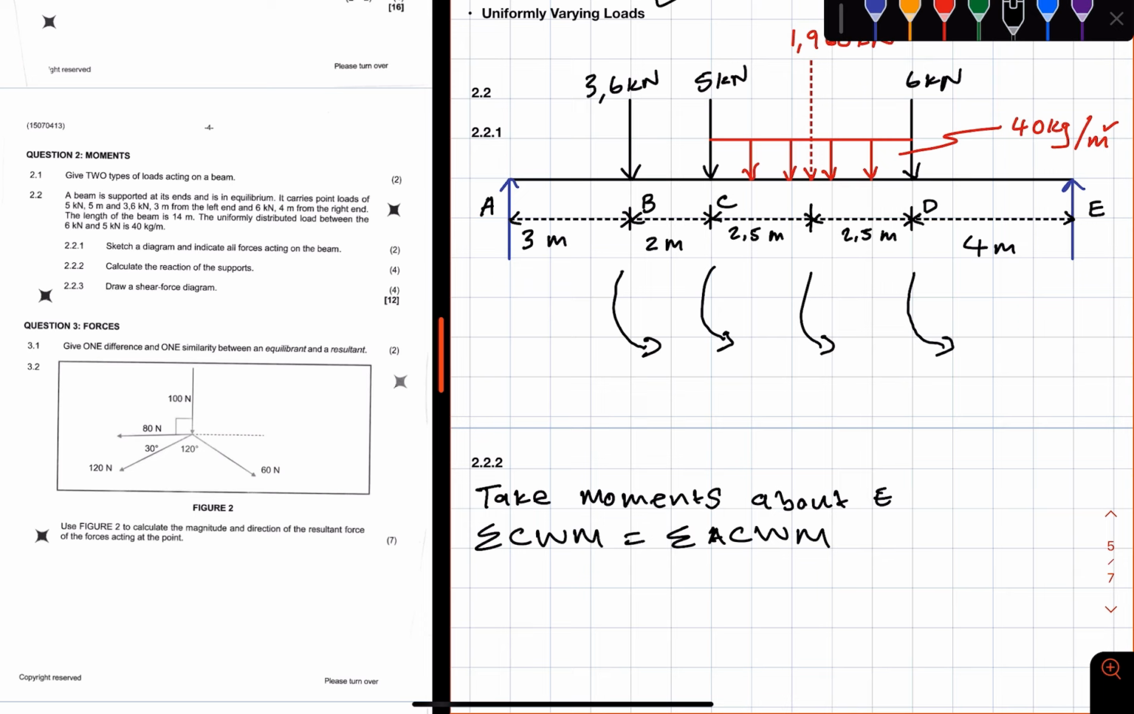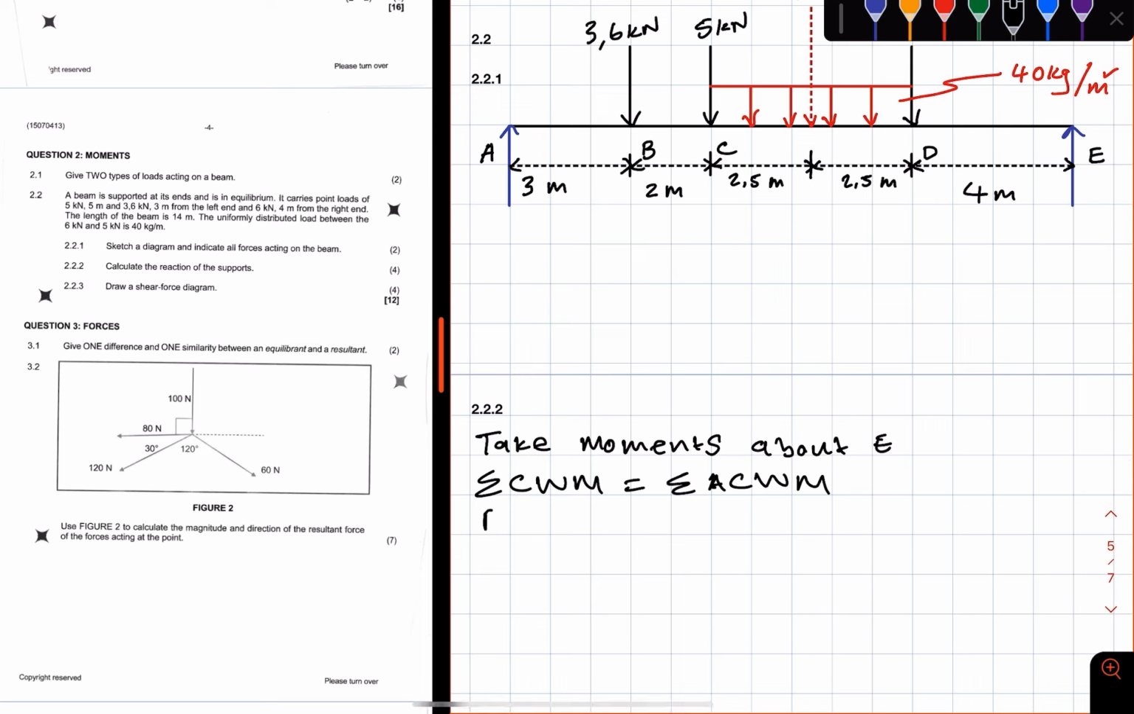Now, whenever you're taking moments, your point loads and support must have a turning effect towards the point where you are taking moments, right? So all the other point loads as well as the weight will have an anti-clockwise turning effect towards point E. Right, so our only clockwise moments would be on the right support.